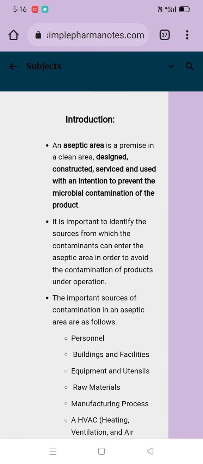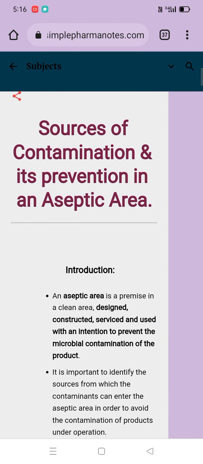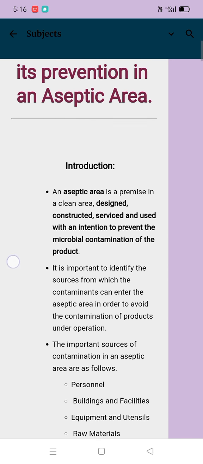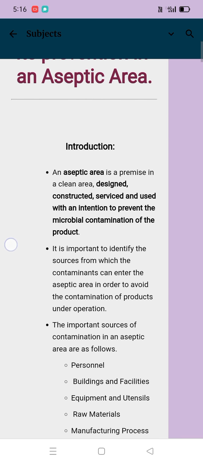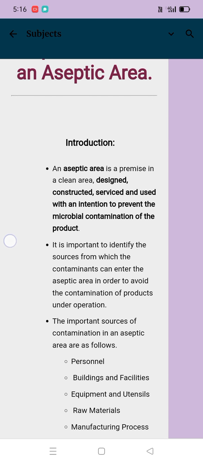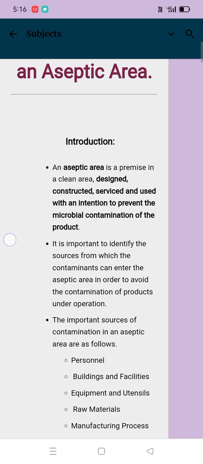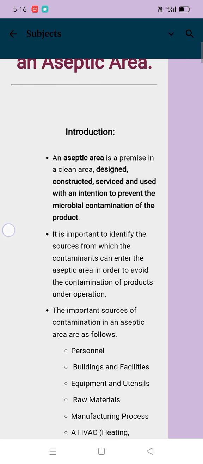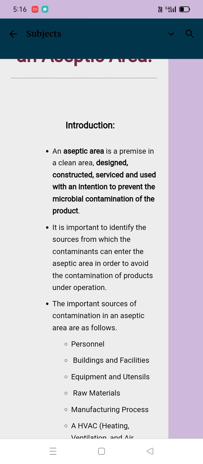So the next topic is sources of contamination and its prevention in the aseptic areas. So why does contamination occur, and how are we going to prevent it? Coming to the introduction, as you know, an aseptic area should be free from all microorganisms, so we follow all the designs and constructions, and a fully designed aseptic area will be there.